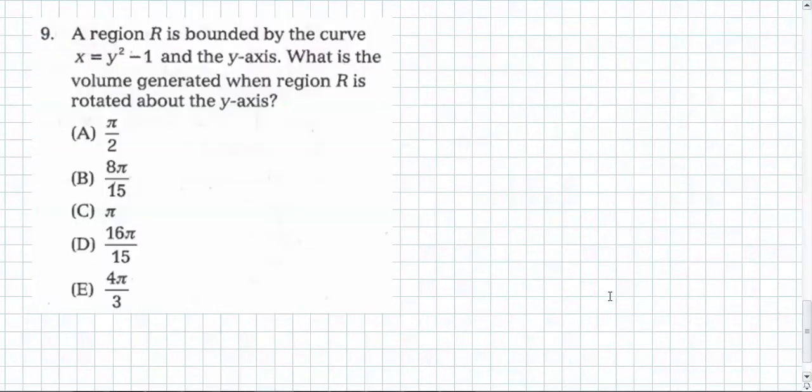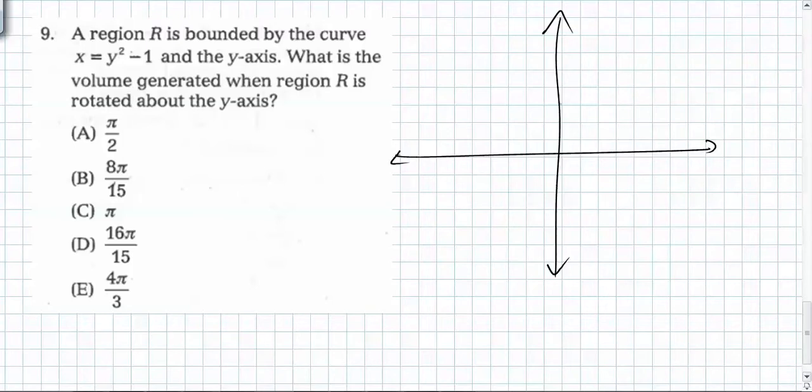Yes. The region R is bounded by the curve x equals y squared minus 1 and the y-axis. What is the volume generated when the region R is rotated about the y-axis? What's your first step? We did these in this class. Draw a picture. Draw a picture. We know that this function crosses at -1 and, well, -1 and 1, right? And then when y is 0, what's x?